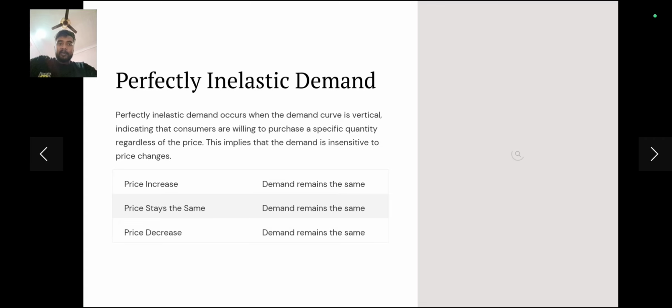Perfectly inelastic demand occurs when the demand curve is vertical, indicating that consumers are willing to purchase a specific quantity regardless of the price. This implies that the demand is insensitive to price changes. If the price increases, demand remains the same. If the price stays the same, demand remains the same. If the price decreases, demand remains the same.